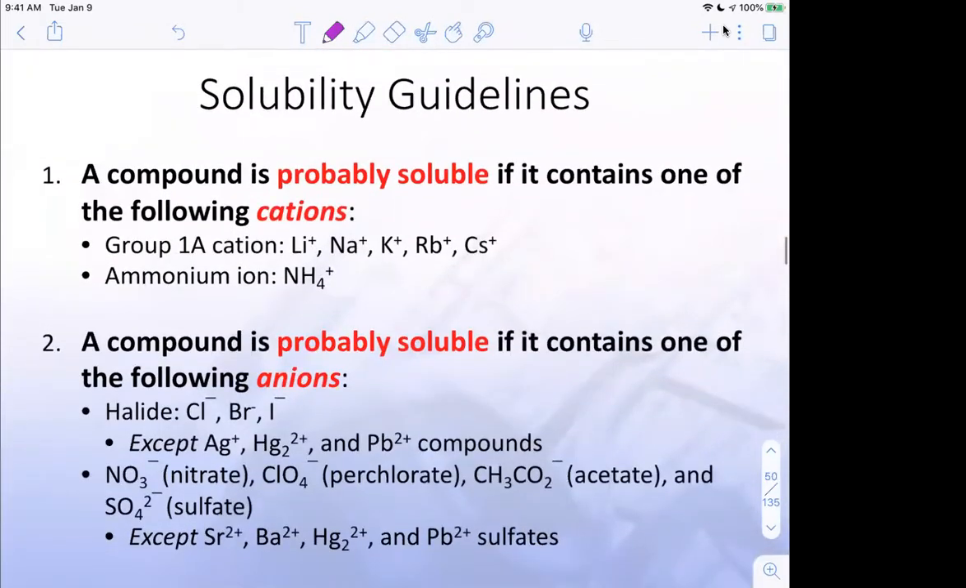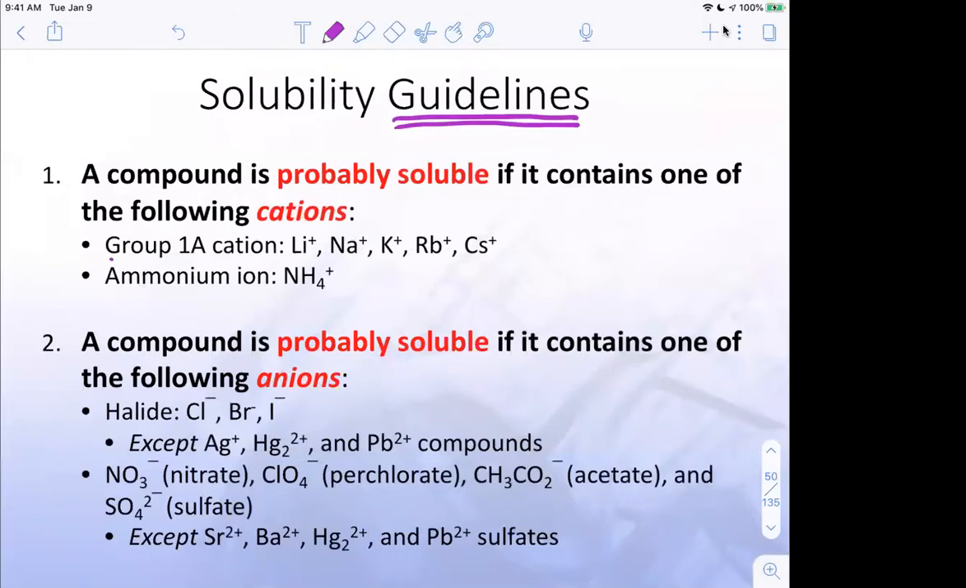So this was done a lot in the lab over the years. And what we have is a set of solubility guidelines that allows us to look at a particular ionic substance and determine whether it's going to be soluble in water or not. So here are these guidelines.